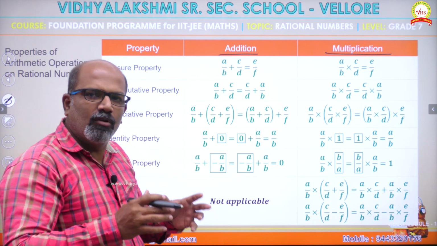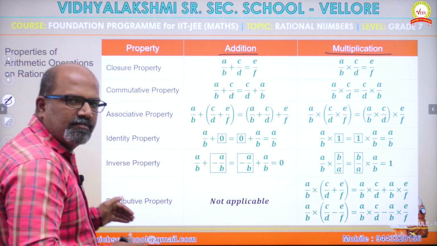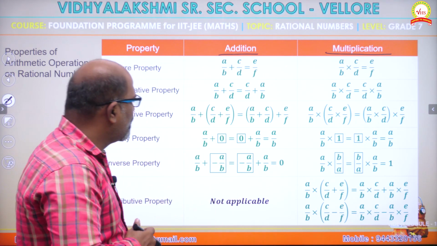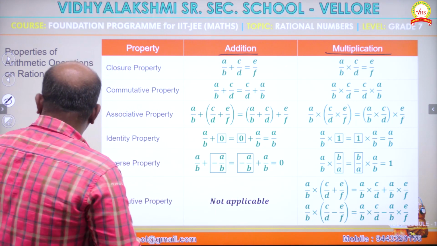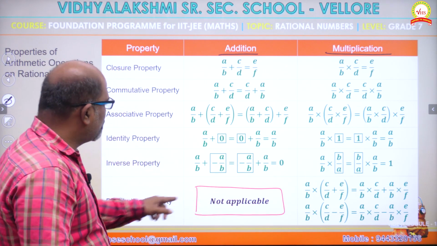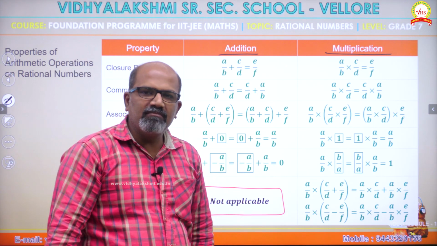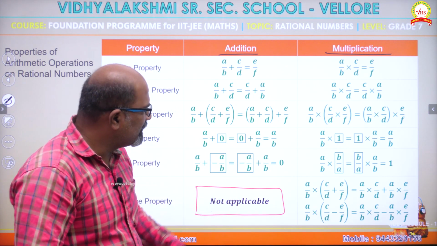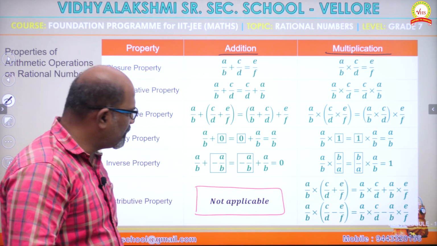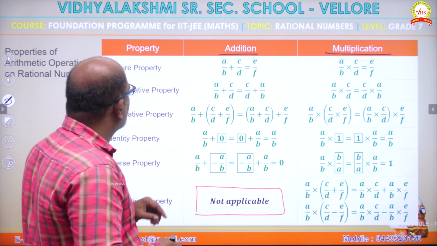So when you take any rational number, it will obey all the 6 properties with respect to addition and multiplication. Okay. Remember that. But only one thing you have to notice here: distributive property is not applicable in the case of addition, because we cannot distribute addition. When you look at this formula, you can understand why it is not applicable in the case of addition. Okay. First of all, I want to start explaining from closure property.